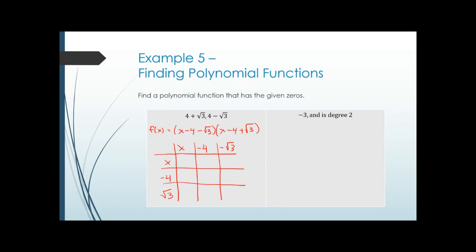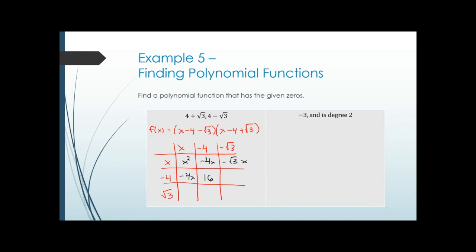So x times x gives me x squared. Then I'm going to go x times -4, so that's minus 4x. X times negative square root of 3 is negative square root of 3x. Now I'm going to multiply the next row with each column. So I get negative 4x. Then negative 4 times negative 4 is 16.